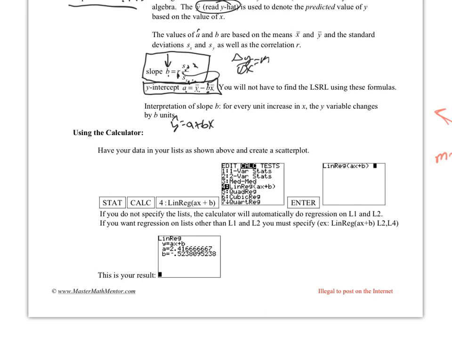How do I show the scatter plot? Go to second, Y equals. Second, Y equals. Then press on, turn that one on, and it's already on the scatter plot. Okay, now what? Now you press zoom 9. Zoom 9. There's my scatter plot.